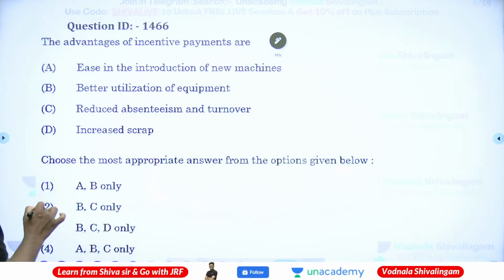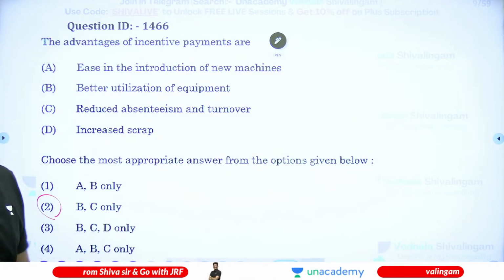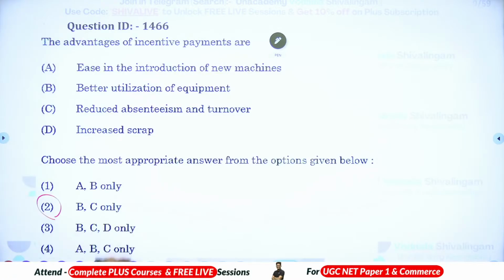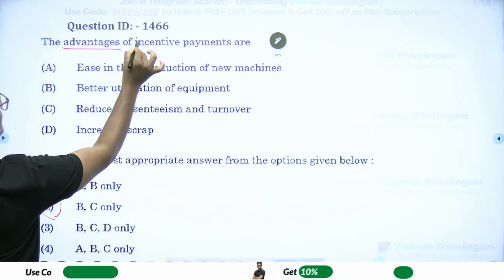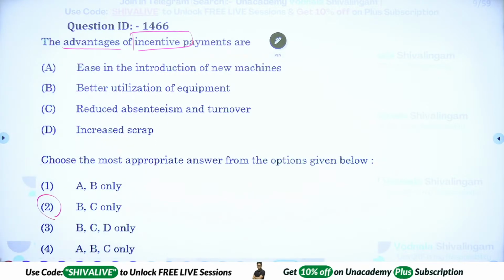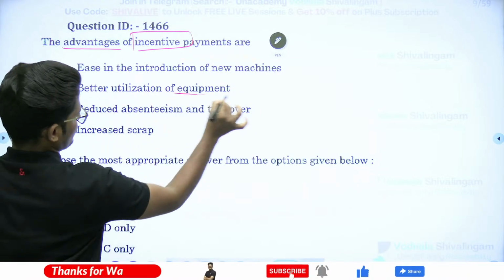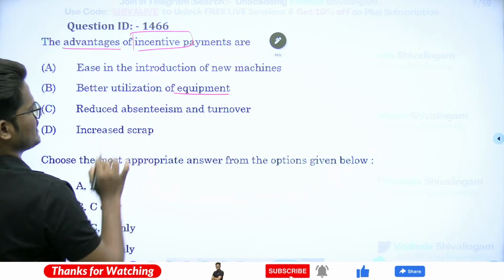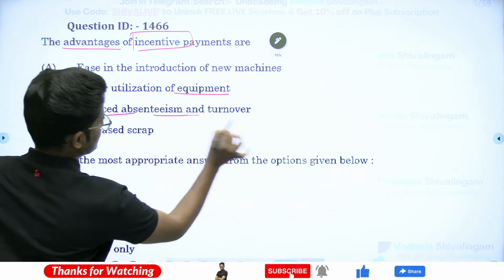So option B is the given answer for this. B and C only. Advantage of the incentive system, incentive payment, B as well as C: better utilization of equipment, and reduced absenteeism and turnover.